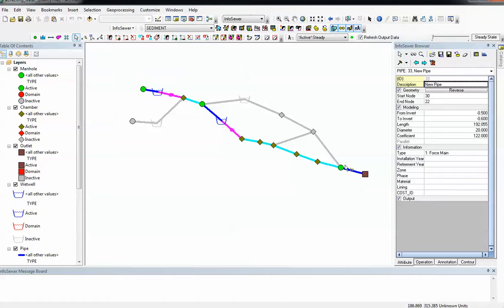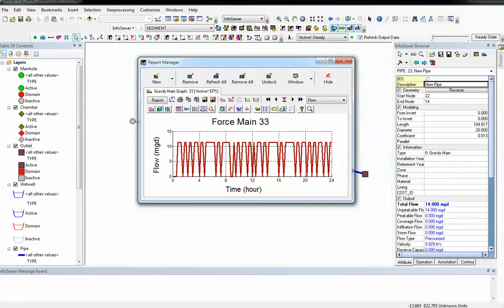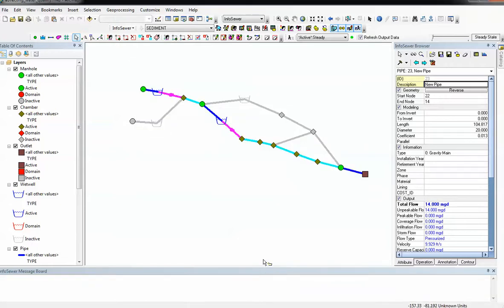steady state model. So if you look down here at the flows, click on graph, we can see the graph. Click on report, we'll see the report at a particular time for that particular steady state. Actually, since it's steady state, it's all the time. What are the flows that we can have in steady state?